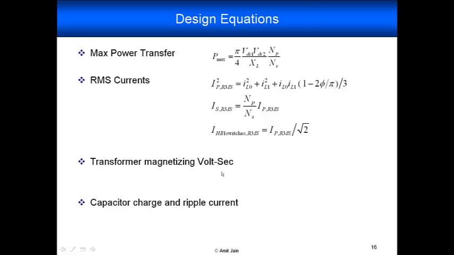You can also compute the transformer magnetizing volt seconds, which will determine the transformer size primarily. And using the inductor current waveform, we can also determine the capacitor ripple current waveform and compute the charge requirements.